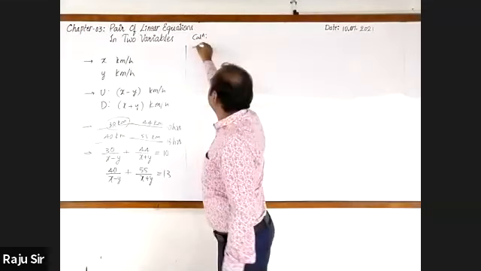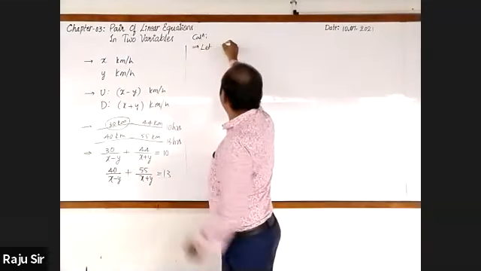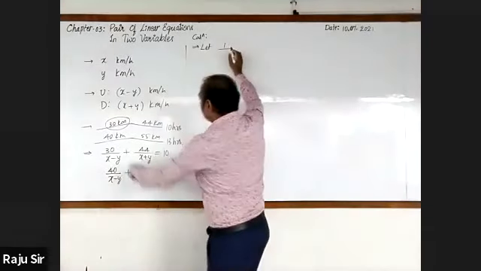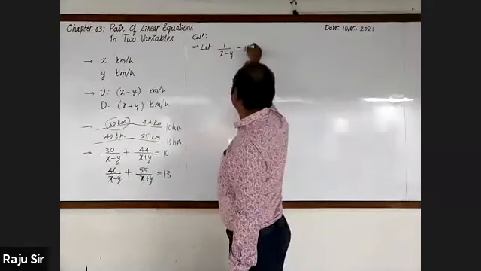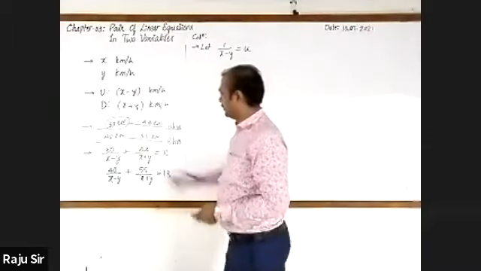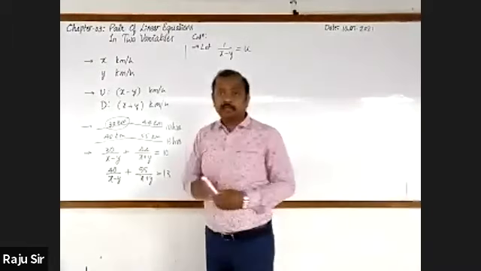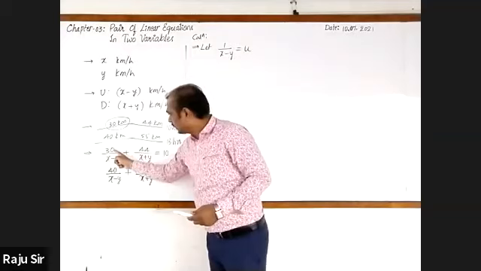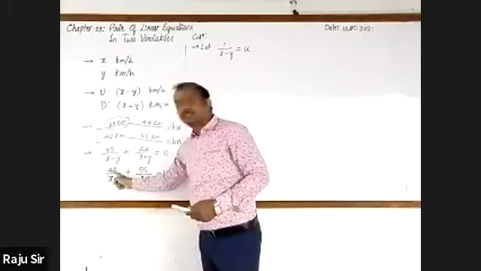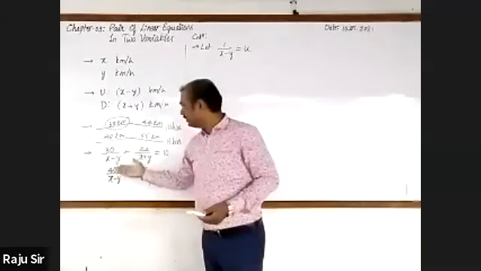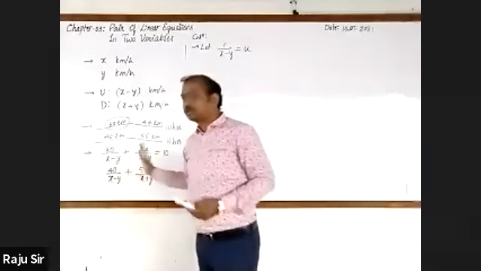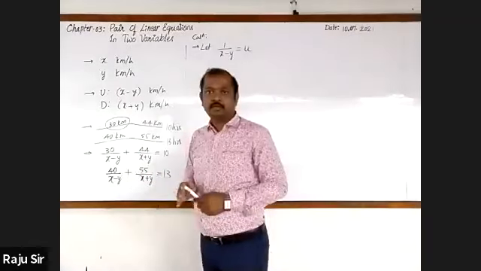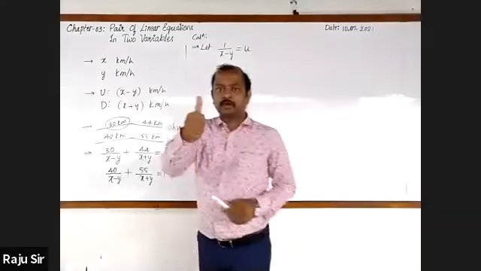Here, I'll assume 1 by x minus y is equal to u, because 1 by x minus y is common. Even see that 30 is a multiple of 10, 40 is a multiple of 10. Even 10 by x minus y is also common. Got it? Followed?